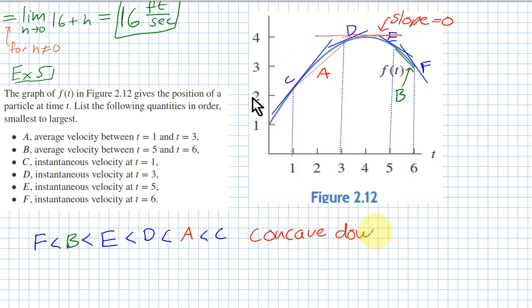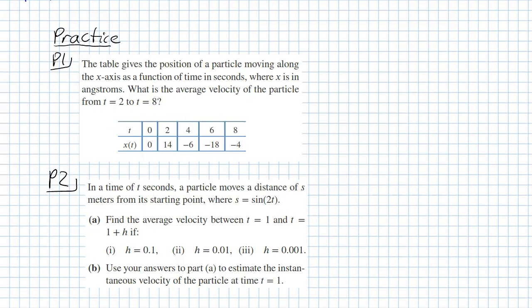Concave down generally means the slope is decreasing. And so that's just a preview of how these things work with graphs. And let's look at some practice problems next. Here are the 2 practice problems to do at the end of this. I think these are pretty similar to what we did before.